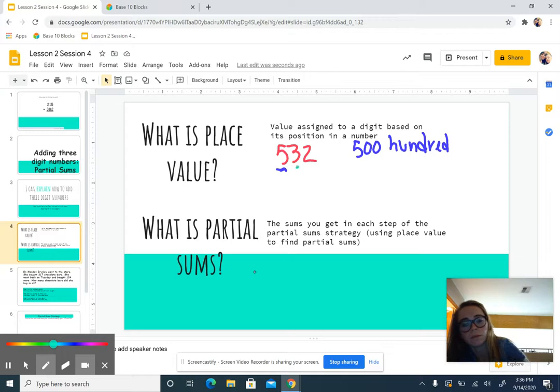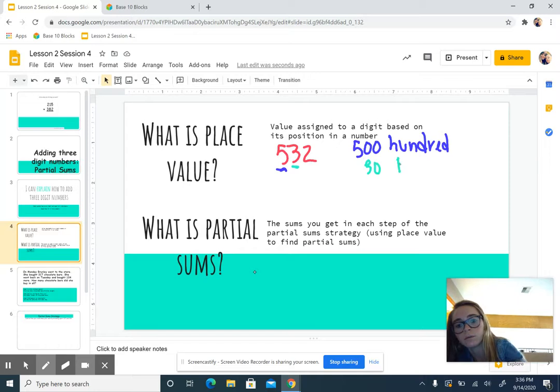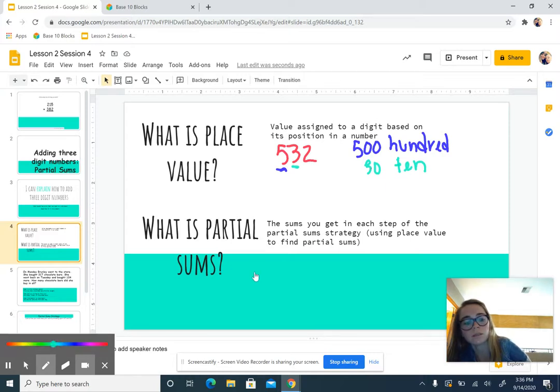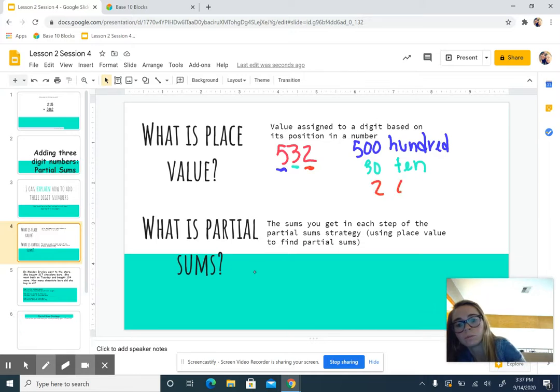And what's the place value of the 3? That's right, the tens. So 3 tens is 30. So 30 is for tens, and let's look at the 2. The 2, that's right, there's 2 ones.